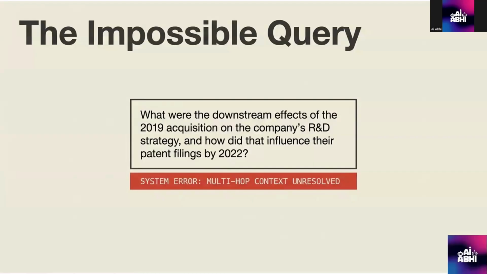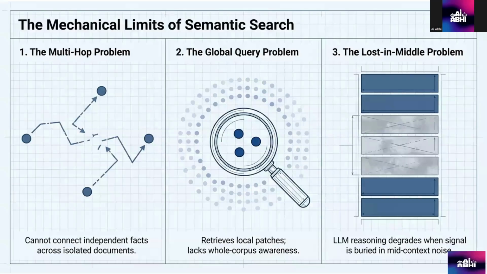So before we appreciate GraphRAG, we need to honestly think about where vector RAG breaks down. There are three specific failure modes. The first failure is the multi-hop problem. Multi-hop queries require chaining facts across multiple documents.